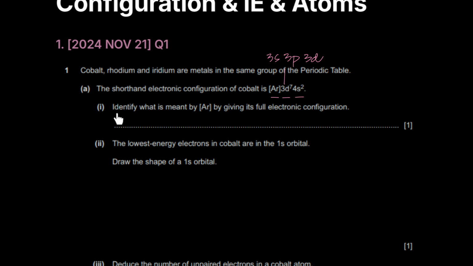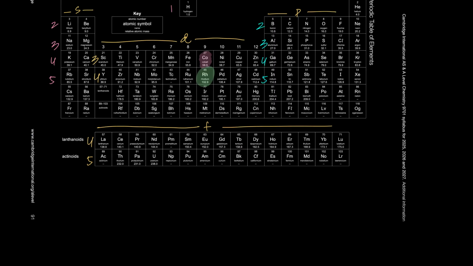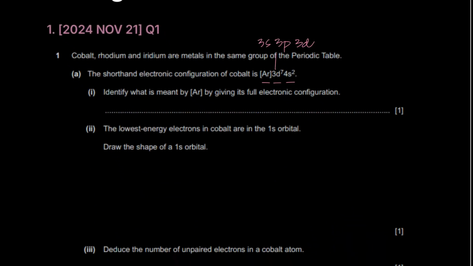Now, identify what is meant by argon by giving its full electronic configuration. What's the full electronic configuration of argon? Argon is right here. So what's the electronic configuration? It's 1s2, 2s2, 2p6, 3s2, and 3p6. That's it. Argon has 18 electrons, right? So 1s2, 2s2, 2p6, 3s2, and then 3p6. That's it. 1 mark right here.